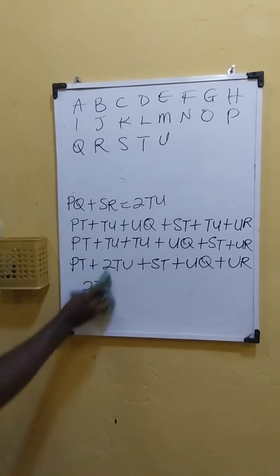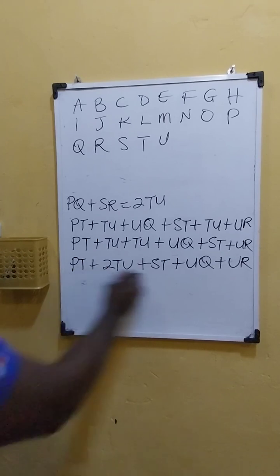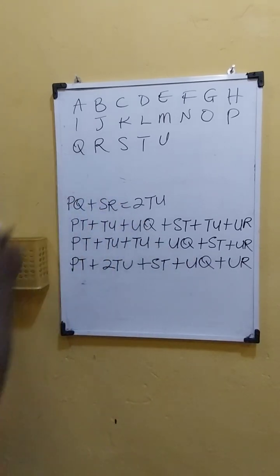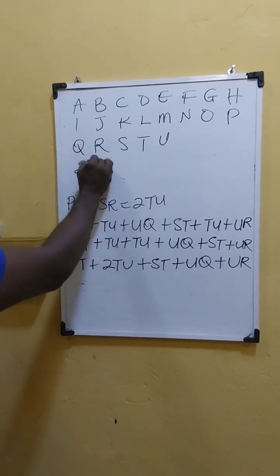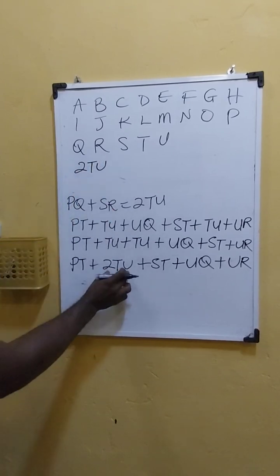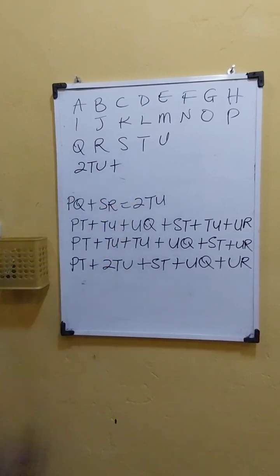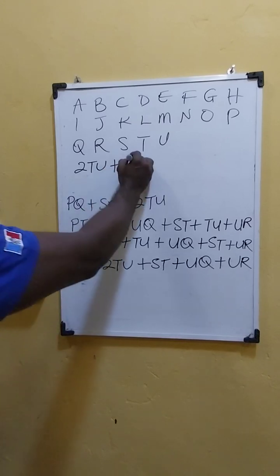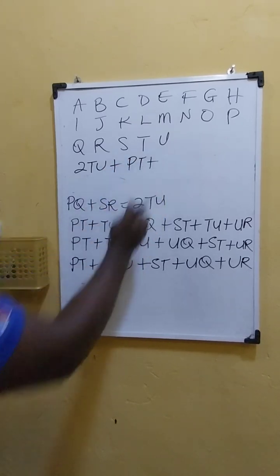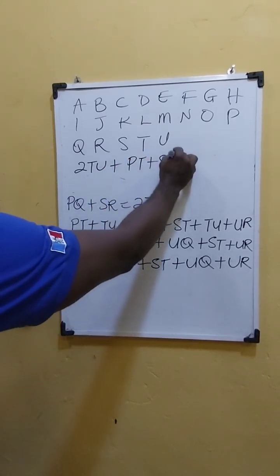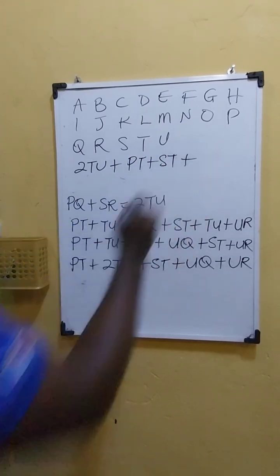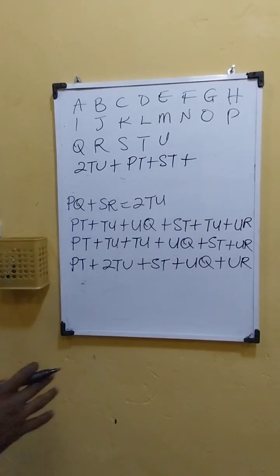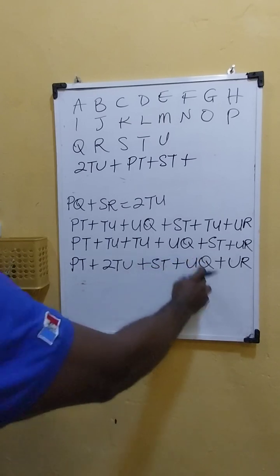Okay, let me take it up. Let me take this part off now. So we have 2TU plus PT plus ST. We're trying to group them the way they are. Then UQ.